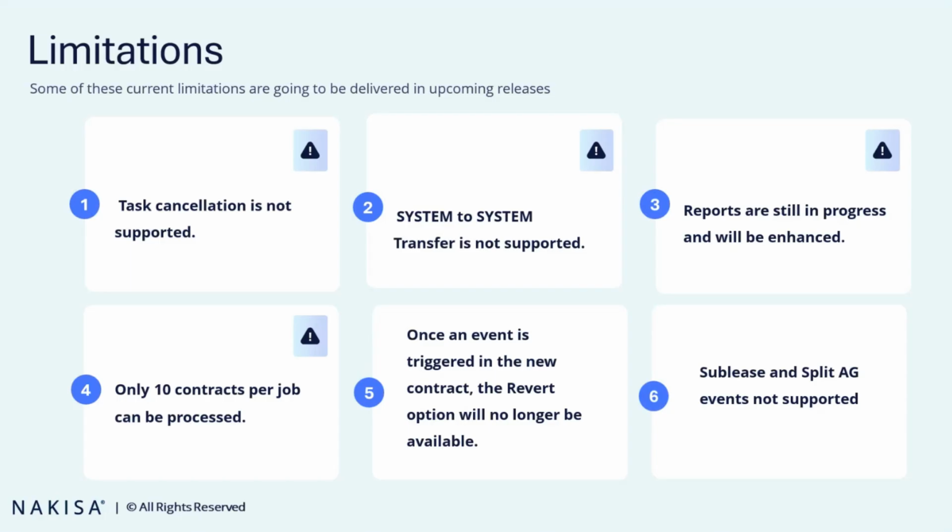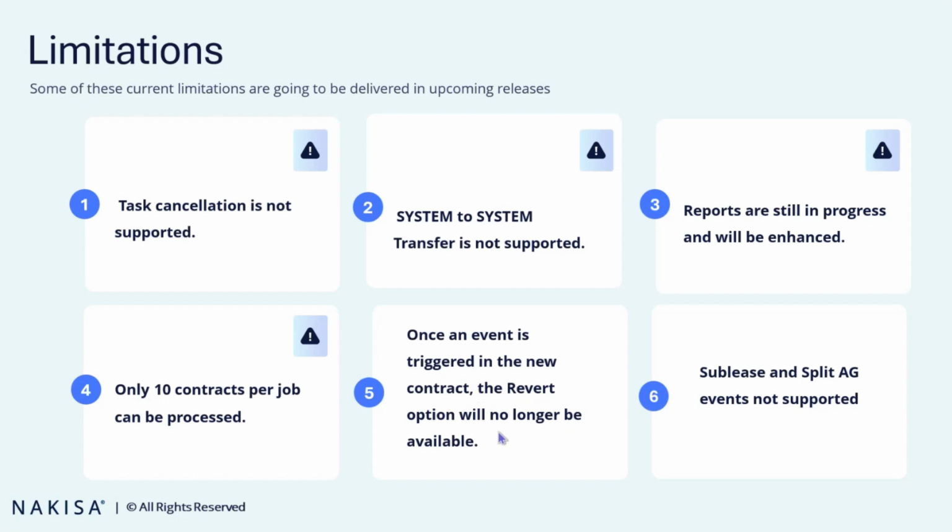Going through limitations quickly, task cancellation is not supported, as I mentioned. System transfer is not supported as of now. Ignore this for now, it should not have been there. Contracts: only 10 contracts per job can be done.